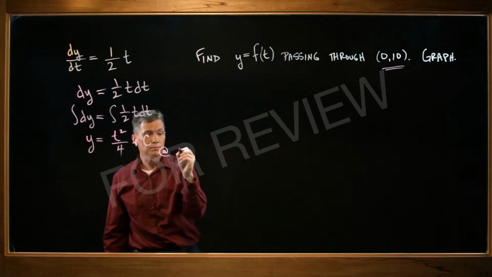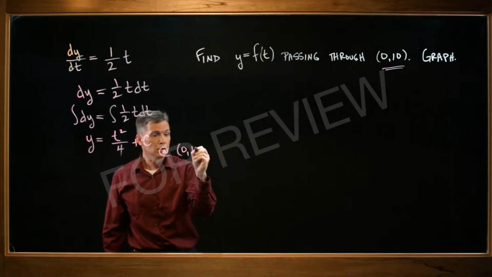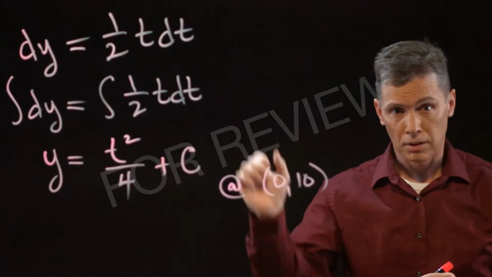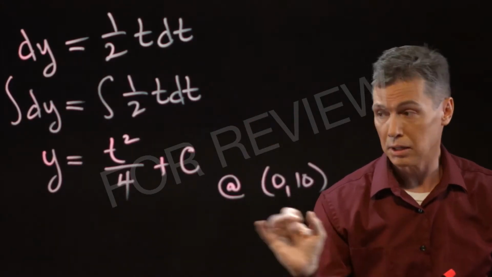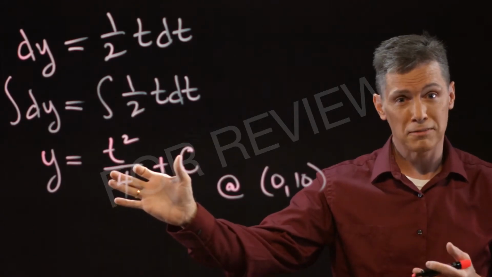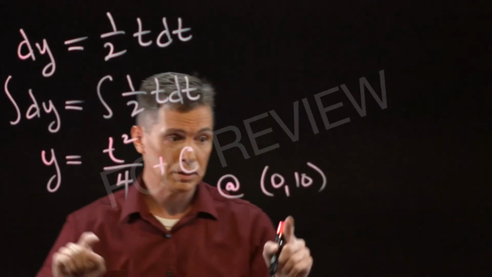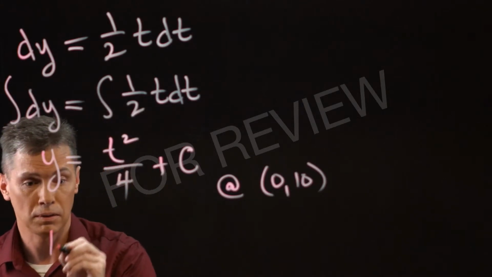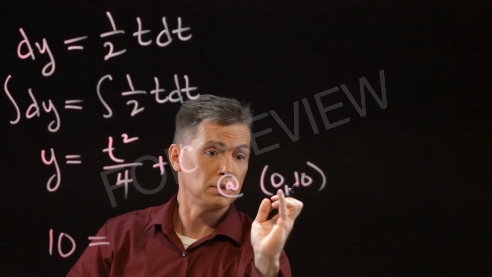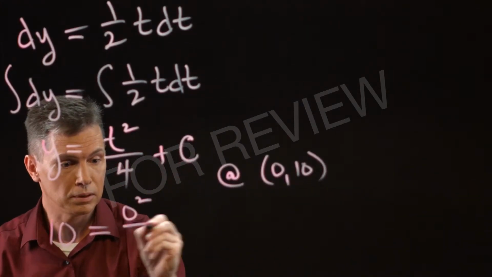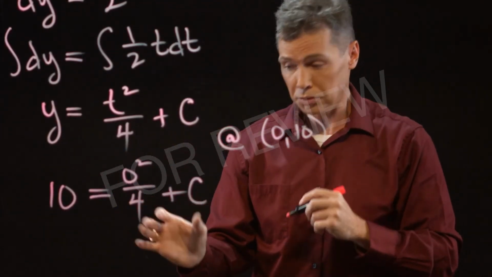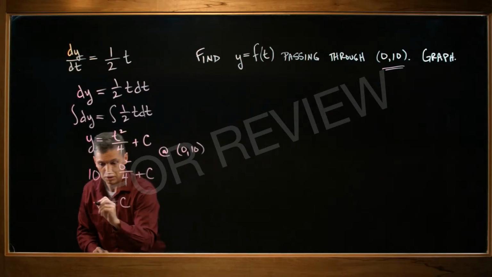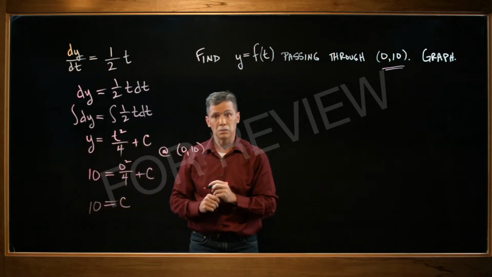And now I'm going to take into consideration that it's supposed to pass through that point 0, 10. So from here, at that point 0, 10, that gives me specific values for t and for y that I can plug into that equation and find a value for c. So I'll take these values. y was 10, my t, 0 squared divided by 4, plus c. Solve for c, which just yields c equals 10 for me.